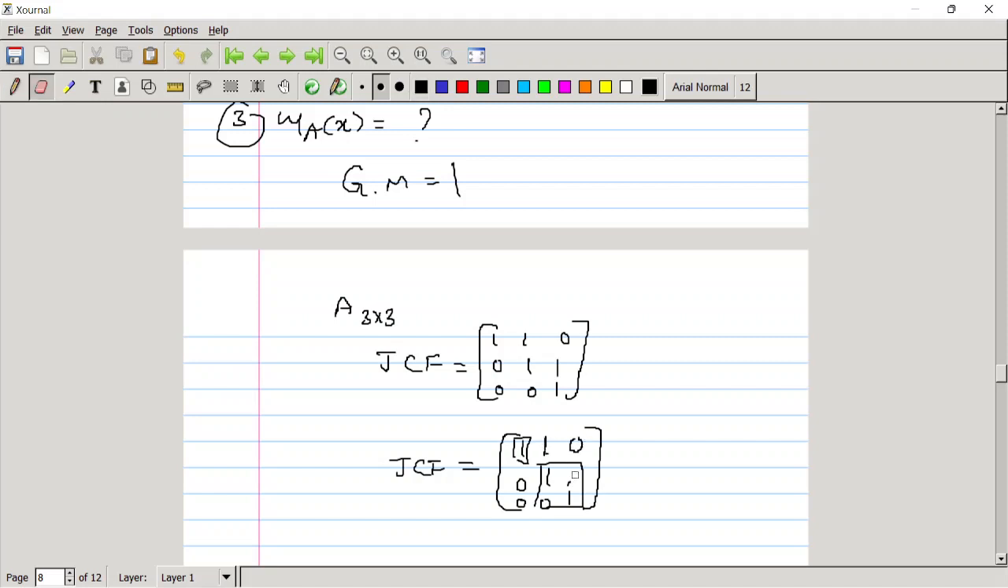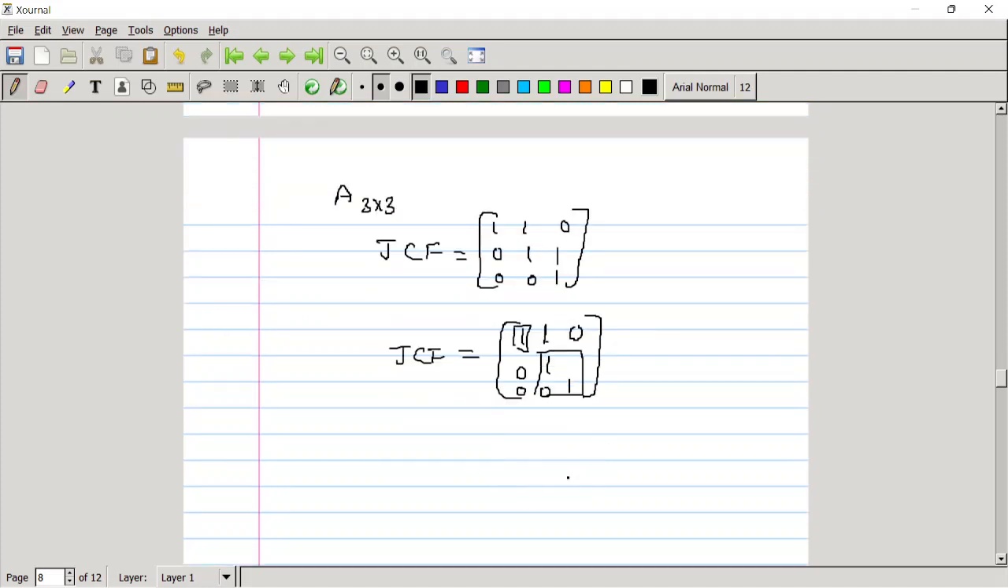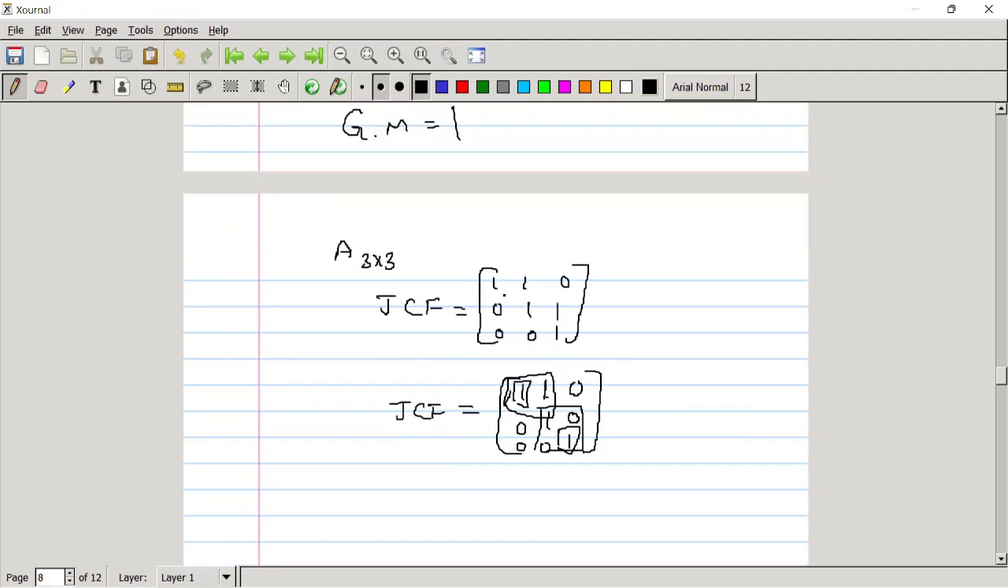And for the second row, third column element, if you write 0 again here, it will become 2 blocks, but we have geometric multiplicity equal to 1, so it cannot be 0 here, it also has to be 1. So this is how the JCF is written. Is it clear?